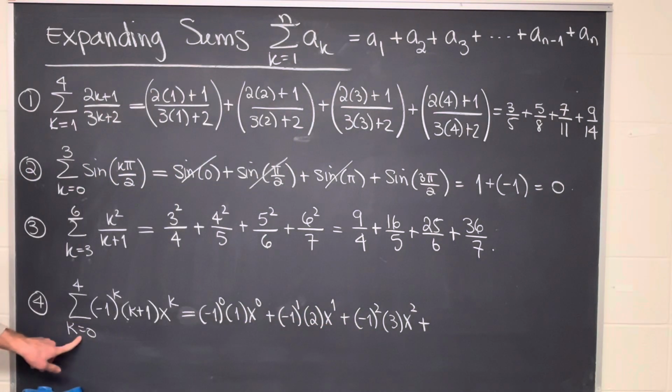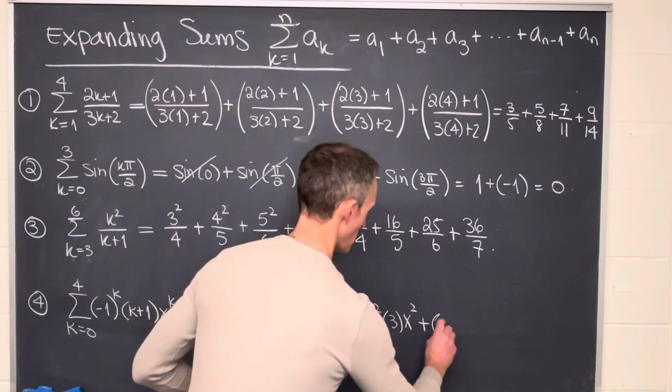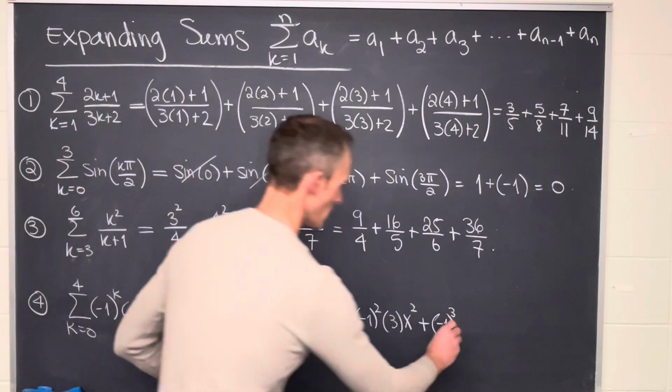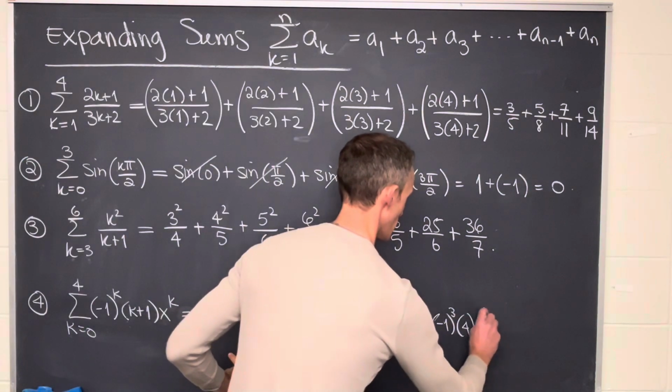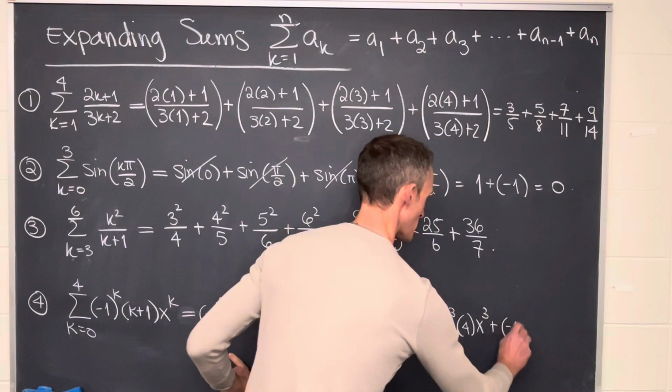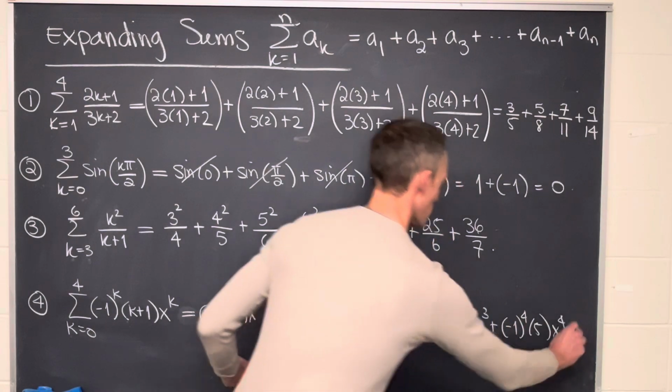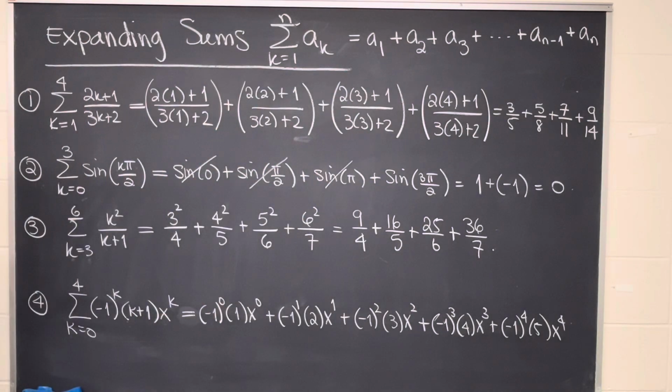Let's do k is 3, so we've got two more, k is 3 and k is 4. So k is 3, I'm going to get negative 1 cubed. Let's see, k is 3, 3 plus 1 is 4. That's 4x cubed. And then the last one is negative 1 to the 4. 4 plus 1 is 5, x to the 4th. Okay? So, what happens when we simplify this?